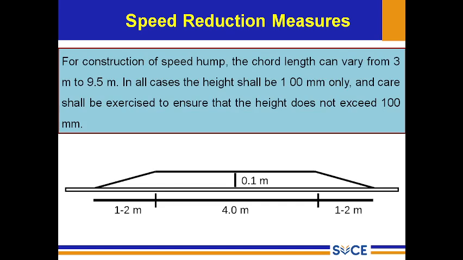For construction of a speed hump, the chord length can vary from 3 to 9.5 meters. The chord length is nothing but the total length of the speed breaker. If you want a very smooth curve, you can use a chord length up to 9.5 meters. In all cases, the height shall be 100 millimeters only, that is 10 centimeters only. Beyond 10 centimeters will cause damage to the vehicle. As per IRC, it should not exceed 100 millimeters at any cost. That care must be taken.